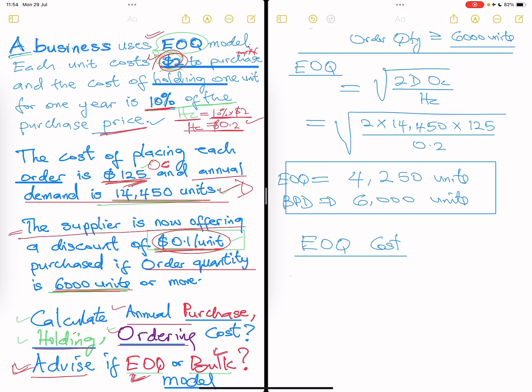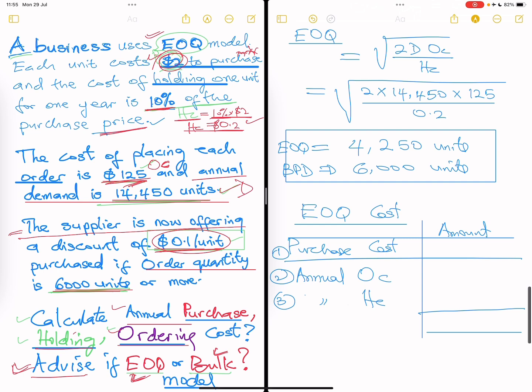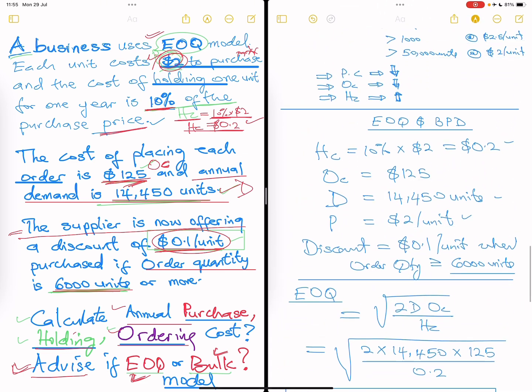remember we're talking about 3 types of cost: the purchase price, which is the purchase cost, the annual ordering cost and the annual holding cost. Then we'll get the total. Okay, trust you're following. So let's do the first one first, which is the purchase cost. The price of each product is $2, we've been told, and we need 14,450 in a year.